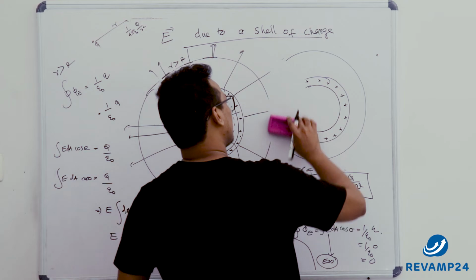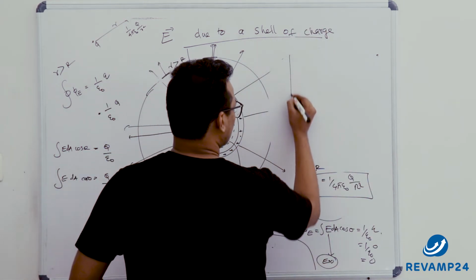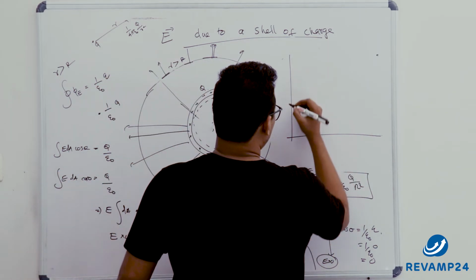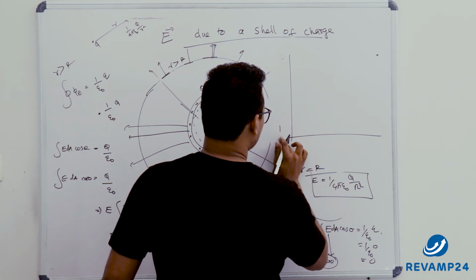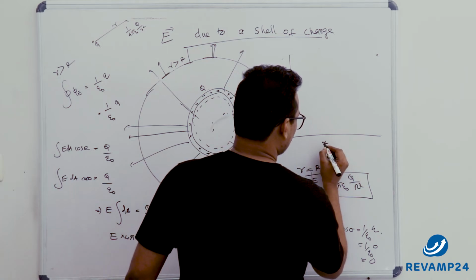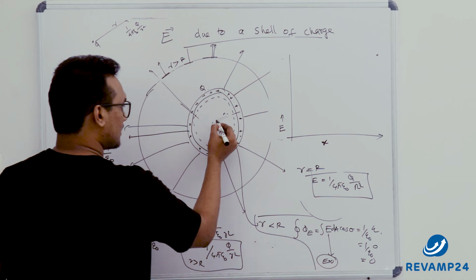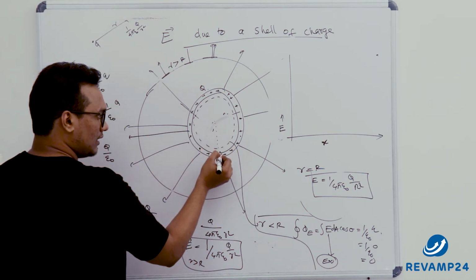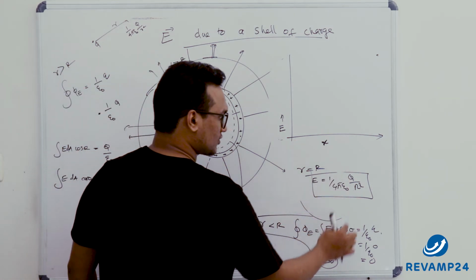Now we will plot a graph. See, this is electric field, the y-axis. X-axis is r. Now we are starting from here. Electric field is 0 till the surface. At the surface the value is q by R square.